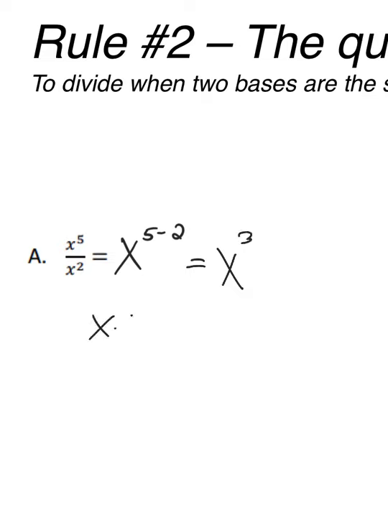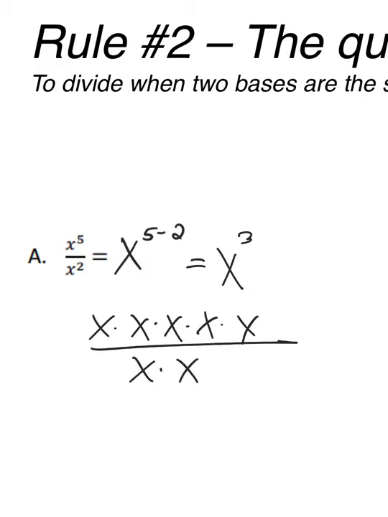Again, if you had any doubts with this, if I were to write out the 5 x's on the top and the 2 x's on the bottom, this would give me the power to be able to cancel out 1, 2 from the top and the bottom. Notice that there are 3 left on the top, and that's how I got x cubed.